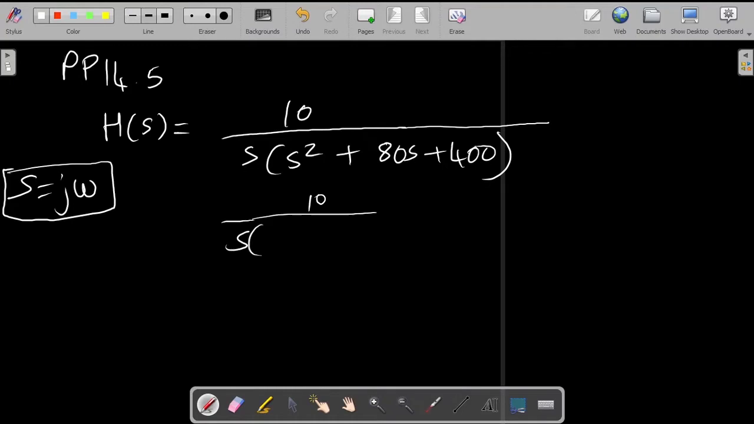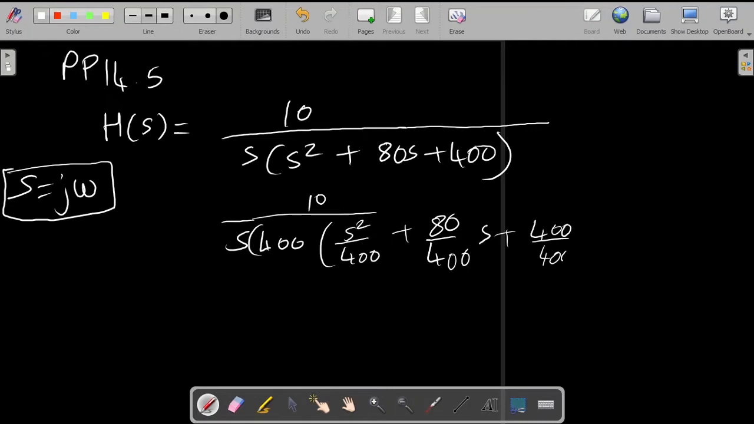And if you were to try and simplify this equation over here at the bottom, which is a quadratic equation, there are quite a few ways that you can do this, right? One way is to factor out the 400. Now if you factor out the 400, you have s squared divided by 400, you have 80 divided by 400 s, and then finally 400 divided by 400, which is basically 1.